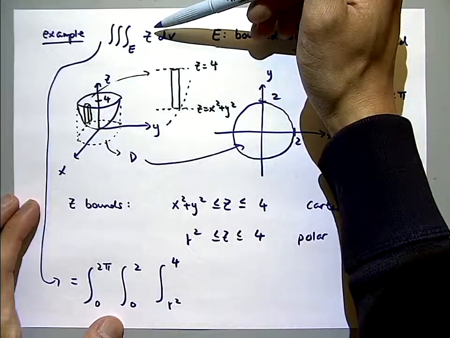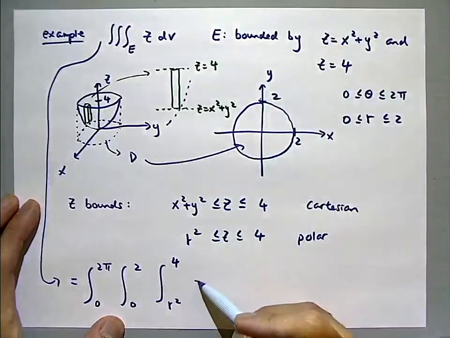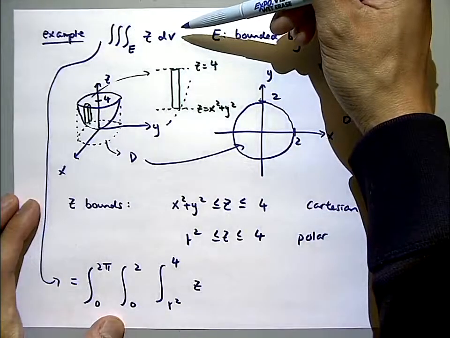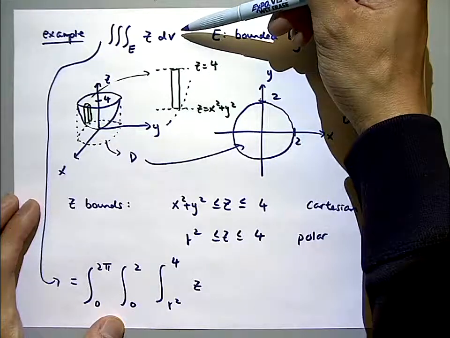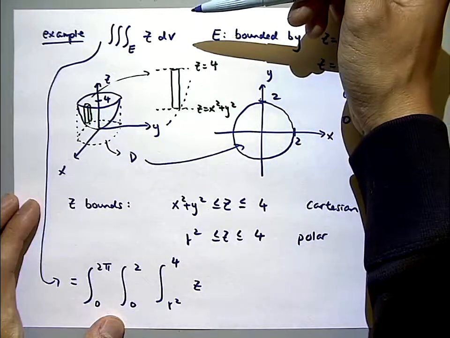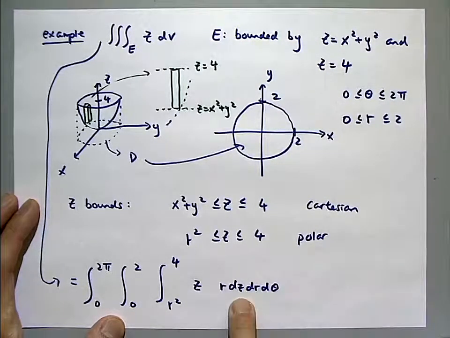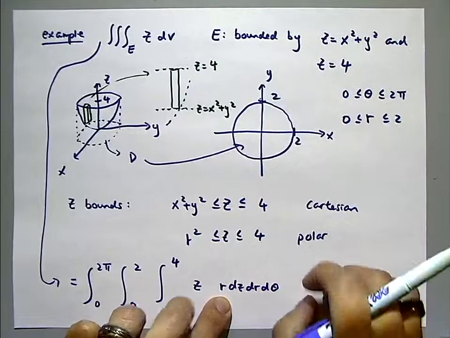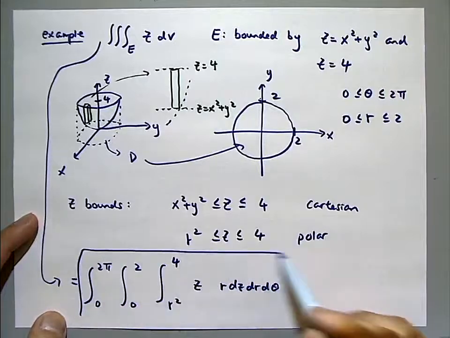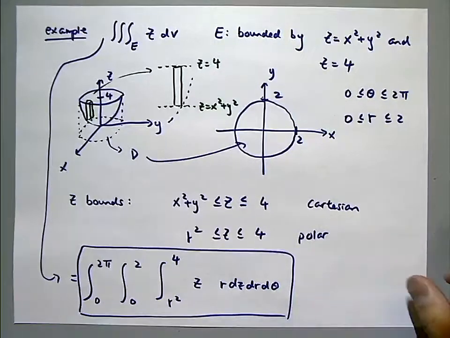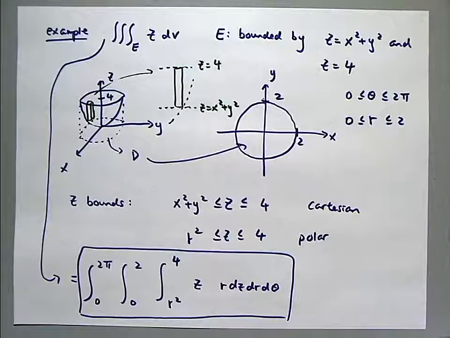What do you do with this z? You leave it, yeah? You leave it. What about dV? R dz dr d theta, right? dz, and then r dr d theta is equivalent to dx dy, or dy dx. So this is the integral that you would need to perform to get this triple integral. All right?